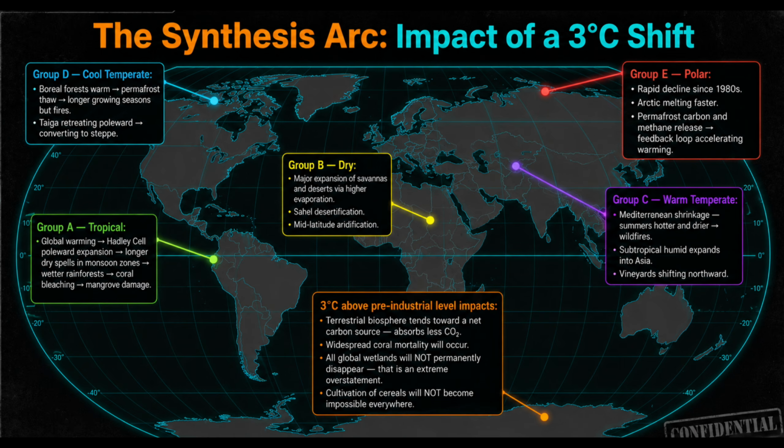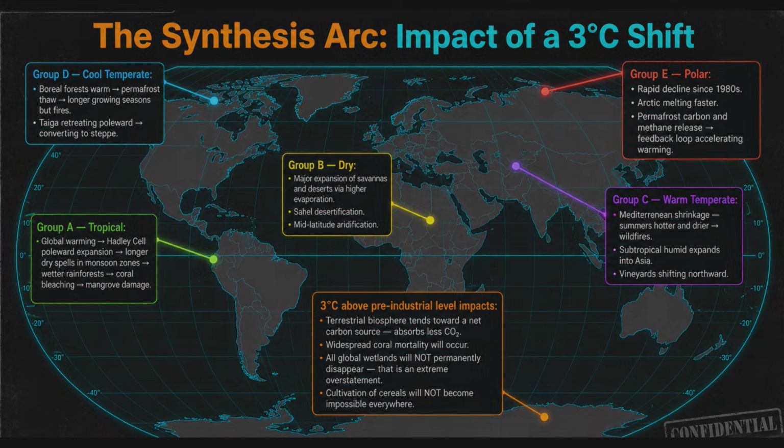At 3 degrees Celsius above the pre-industrial level, the impacts are as follows. The terrestrial biosphere tends toward a net carbon source and absorbs less CO2. Widespread coral mortality will occur. All global wetlands will not permanently disappear, that is an extreme overstatement. Cultivation of cereals will not become impossible everywhere.